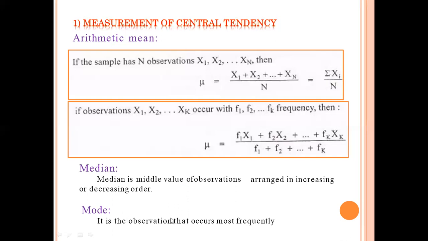Third one is the mode. It is the observation that occurs most frequently. For example, we consider the measurement of the diameter of one shaft, 10 times after manufacturing. For the 10 samples, for some shafts the diameter comes as 5, for some shafts 8, for some 5, 4, or some 3. So for a total of 10, the most frequently occurring observation is called the mode. The most frequently occurring observation means the observation which occurs the maximum number of times, and that is called the mode.